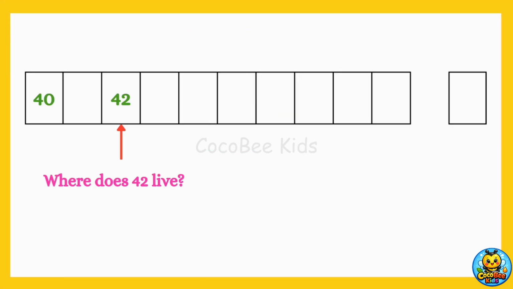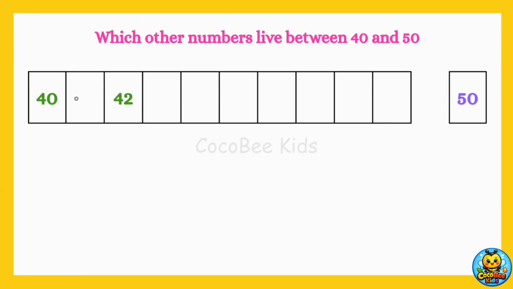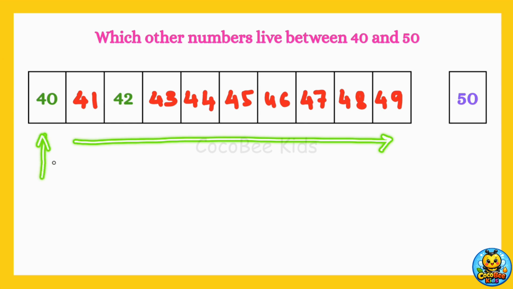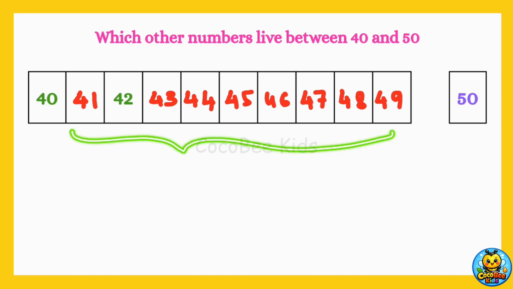Now tell me, where exactly does 42 live? It lives between 40 and 50. So we say that 42 lies between 40 and 50. Can you tell me some other numbers that belong to the 40s family? We have 41, 43, 44, 45, 46, 47, 48, and 49. All the numbers from 41 to 49 belong to the 40s family. And all of these numbers lie between 40 and 50.